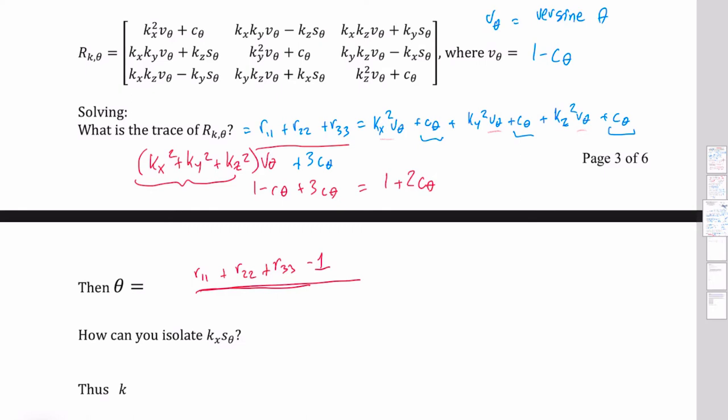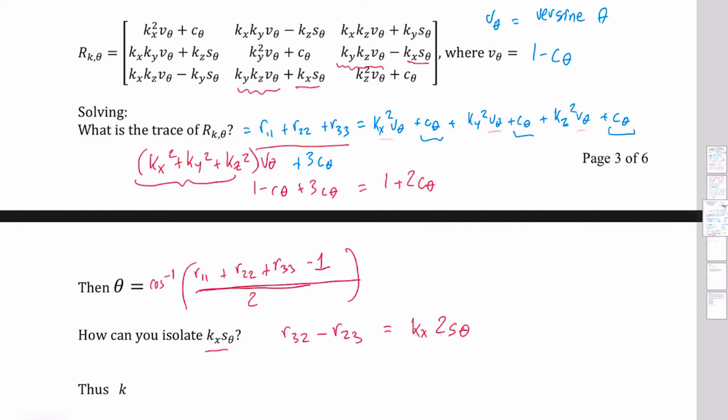And then we'll take our cosine inverse of that, and that'll give us our answer there. Next, we want to think, how could we isolate this kx sine of theta? Well, we need to look for some terms that have it. I've got it right here and here, and notice that this has exactly the same terms. So if we took r32 minus r23, what we would get is kx times 2 sine of theta.